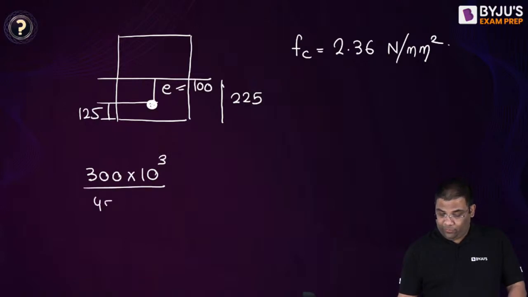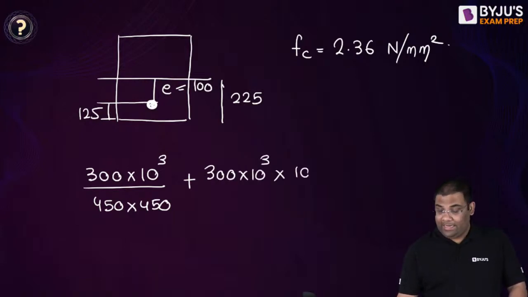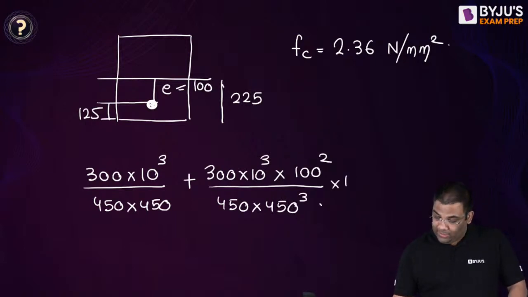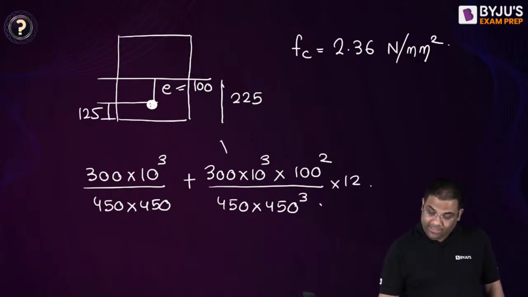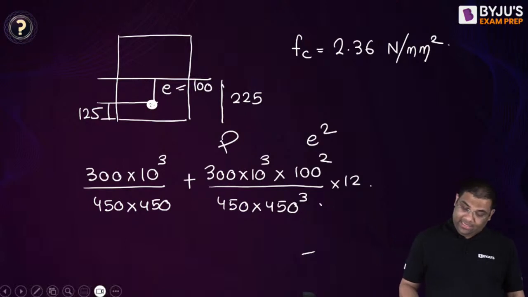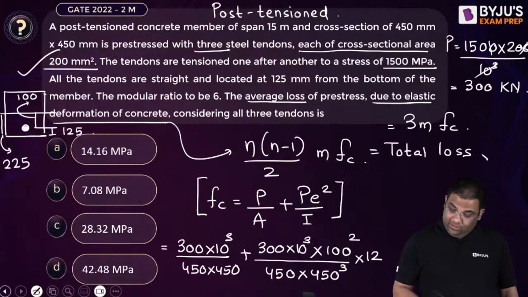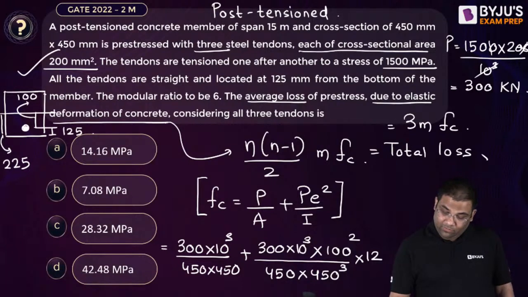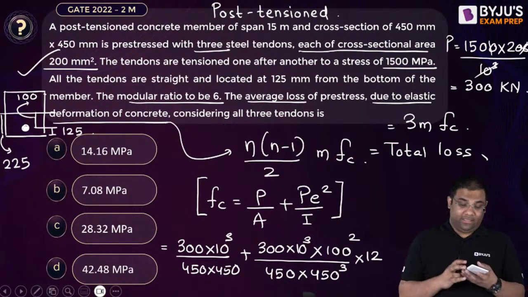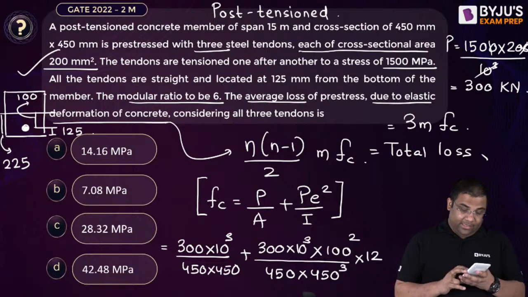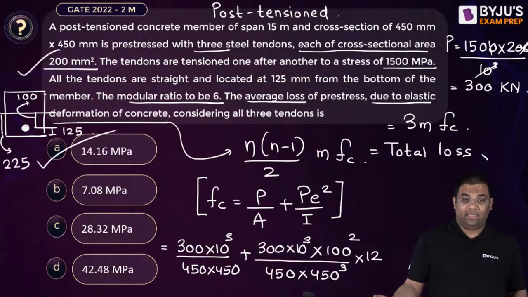Again I will do, P is given 300 kN. 300 kN divided by 450 area. P by A plus P e square, e is 100, 100 square divided by I, which is 450 into 450 cube, b d cube by 12, right? So we'll get 2.36 as the fc. The average loss is m into fc. M is given, modular ratio is 6. So we'll multiply by 6. So 2.36 into 6, we're getting the accurate value of 14.16. That is the right answer.